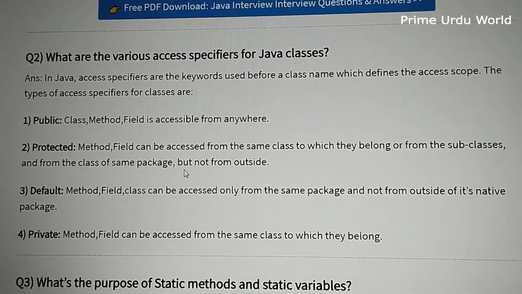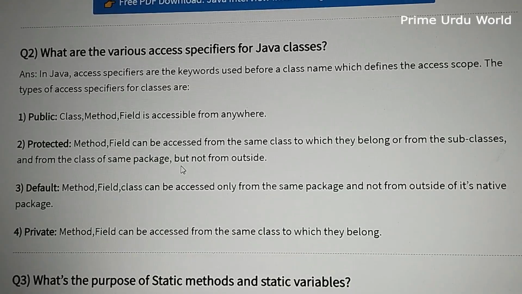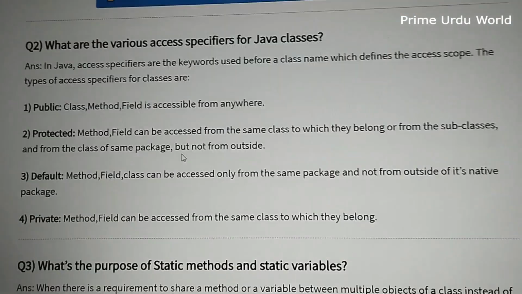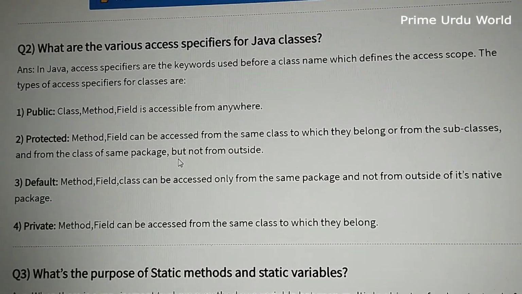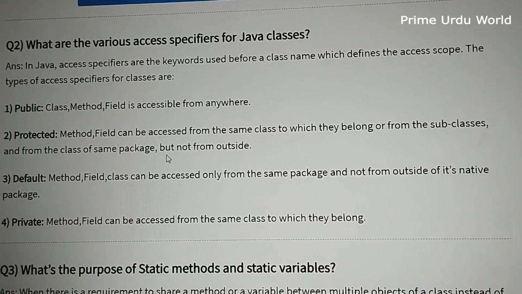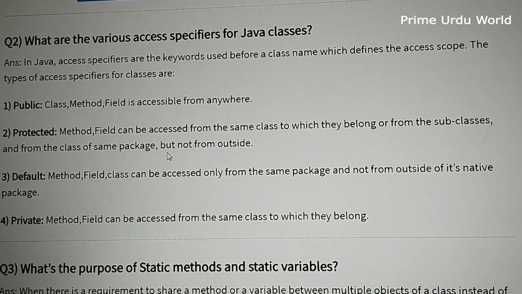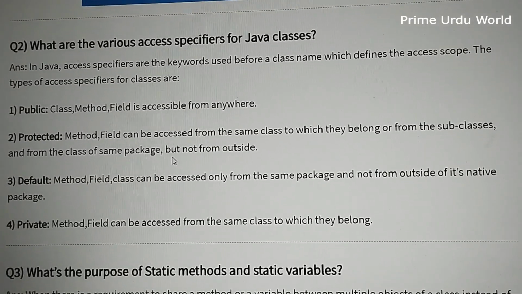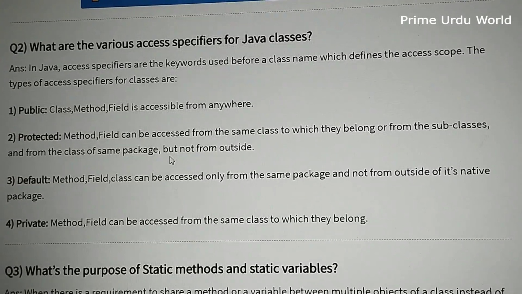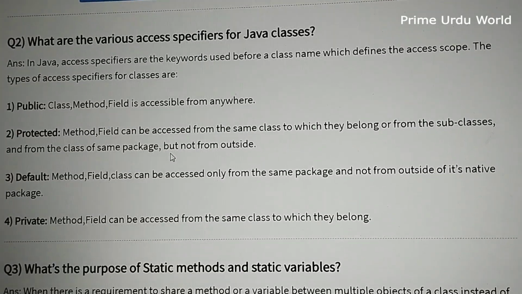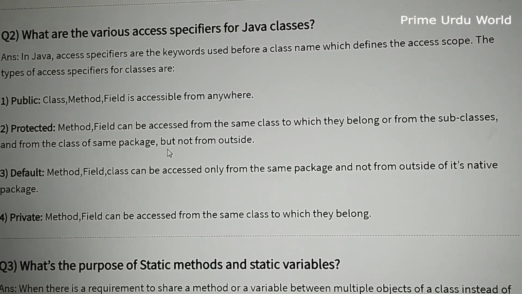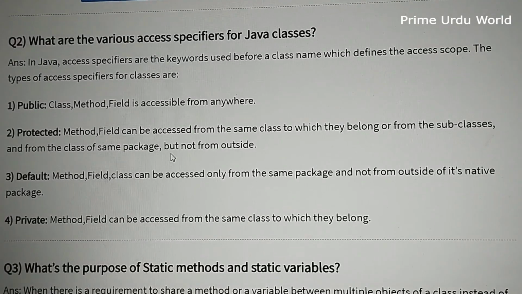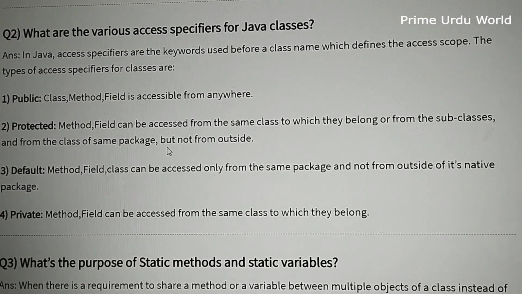What are the various access specifiers for Java classes? In Java classes there are multiple access specifier keywords, for example public, protected, default and private. The default access specifier for the class is private, so you have to make it public, otherwise you cannot inherit it or create an object of that class in another class. Public is available for everyone. You can access it anywhere, in the package or outside the package.